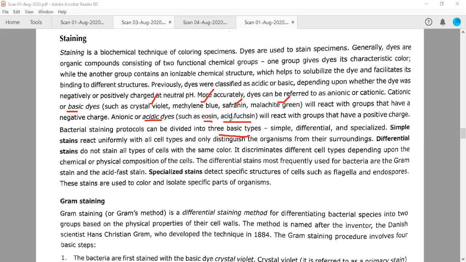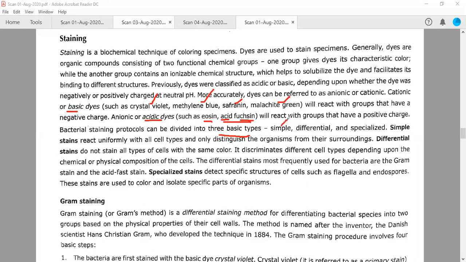You can remember acid fuchsin because this is acid here, but if the fuchsin is only coming like this, fuchsin, so the eosin and fuchsin are acidic dyes. Now, there are different types of methods, three basic types. One is called simple, differential, and specialized methods.